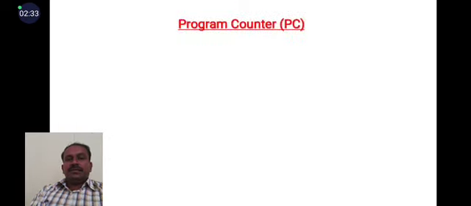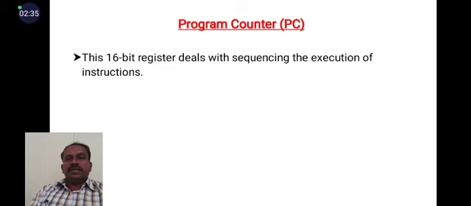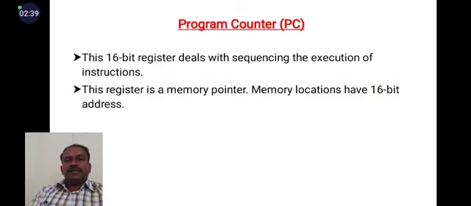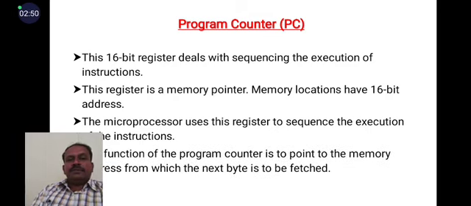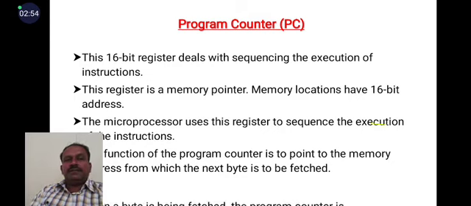The next component is the program counter. The program counter is a 16-bit register. It deals with the sequence of execution of instructions. This register is a memory pointer, holding a 16-bit address for the memory location. The microprocessor uses this register to sequence the execution of instructions. The function of the program counter is to point to the memory address from which the next byte is to be fetched.